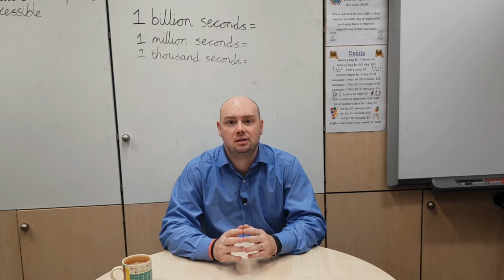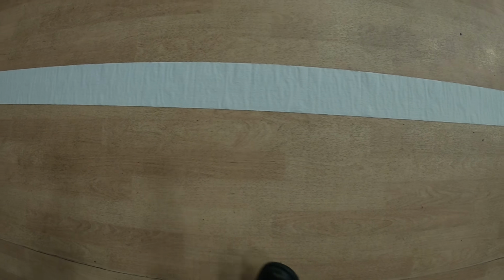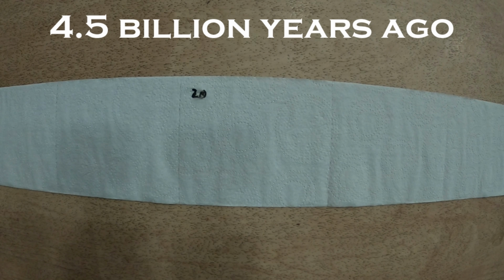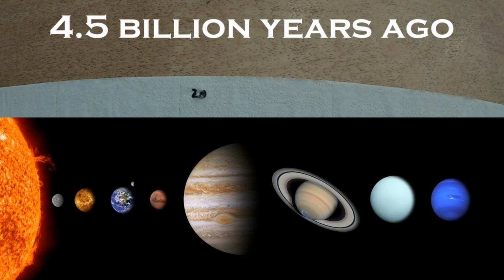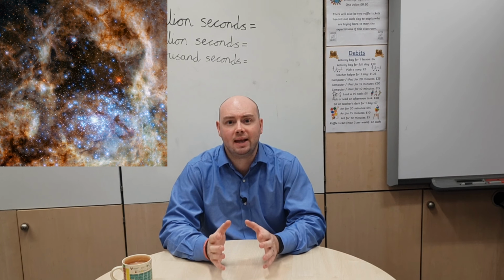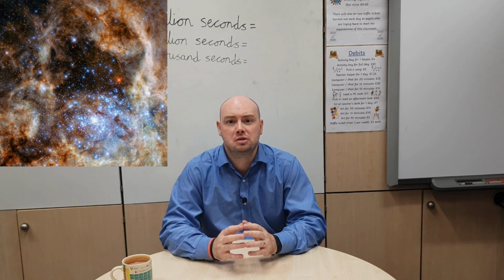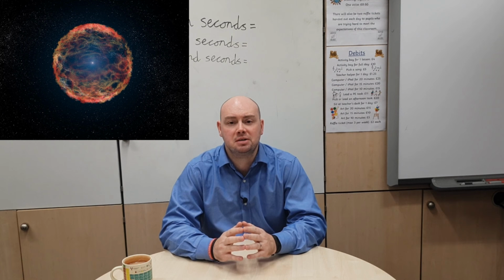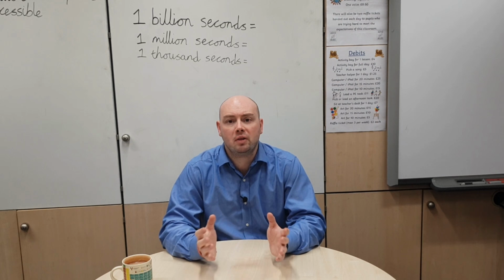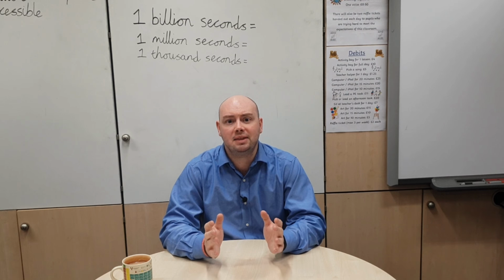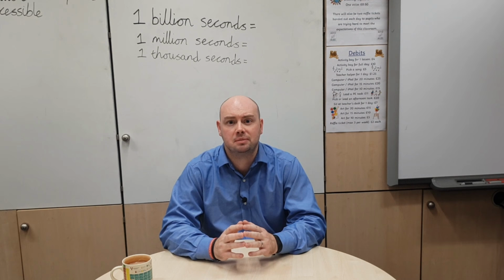So let's get started. First, I need to walk forward from the end of my toilet roll all the way down to square number 20. This is now 4.5 billion years ago. This is when our solar system was created. It is thought that our solar system was originally a collection of gas and dust floating around in space that got pushed together by the explosion of a star much further out in space called a supernova. All this gas and dust pulled itself together, and through the force of gravity it formed the sun and the planets and moons in our solar system.